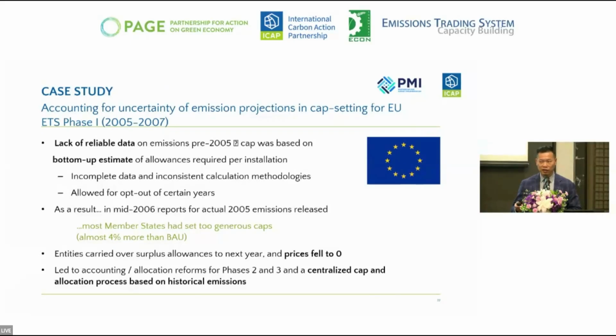And at that time, the EU decided on no banking. So in the first phase, there was a lot of surplus in the market, and this surplus could not be carried over to 2008. It was like completely rebuilding the whole system in 2008. So that shows how difficult it is, and how much data is needed, to actually design a reasonable cap.